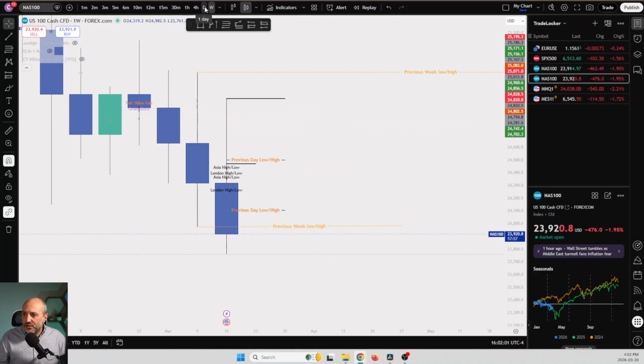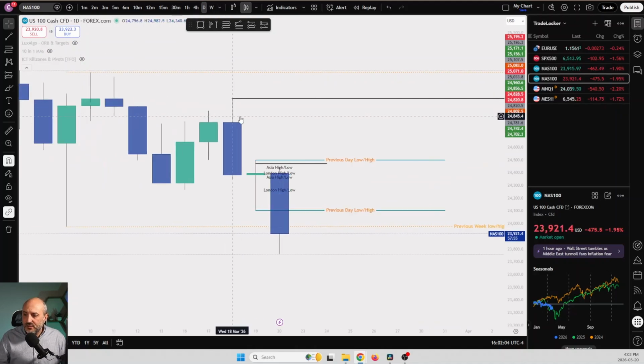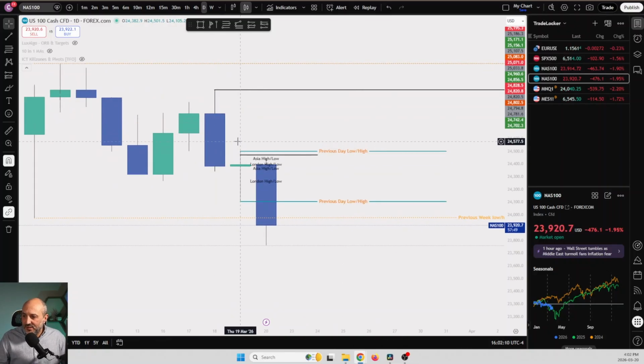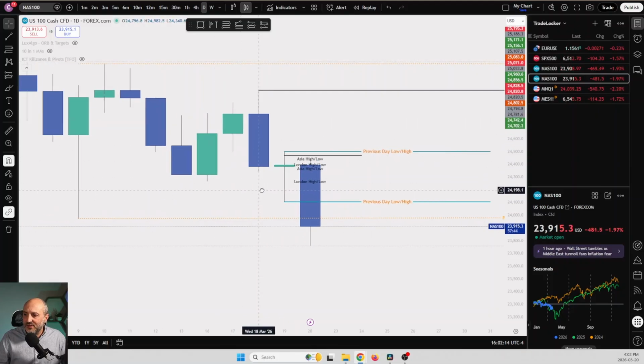So I change my chart to the daily chart and I'll mark the high and low from the previous day. So from yesterday. So yesterday would be right here. Today it's this candle and this is from yesterday. So I'll mark the low from the previous day, the high from the previous day.